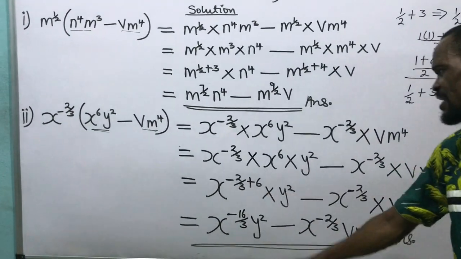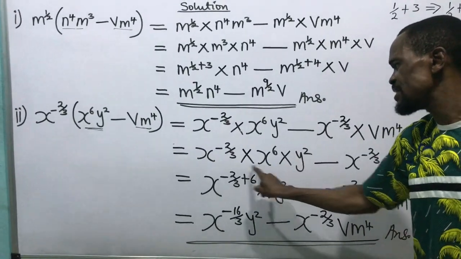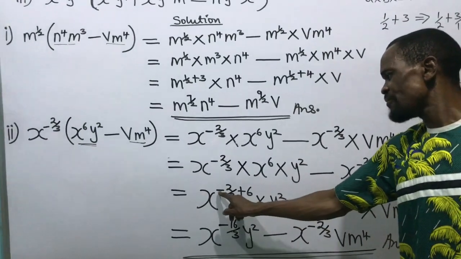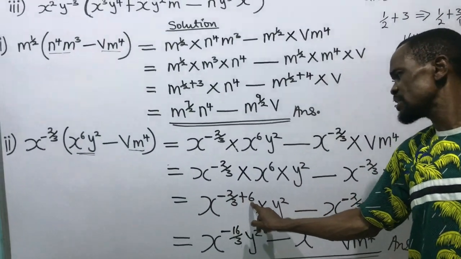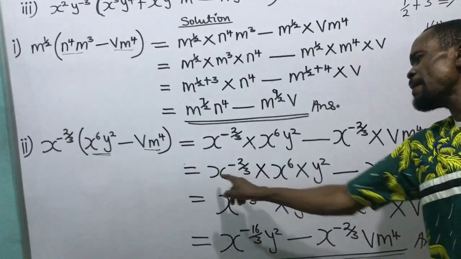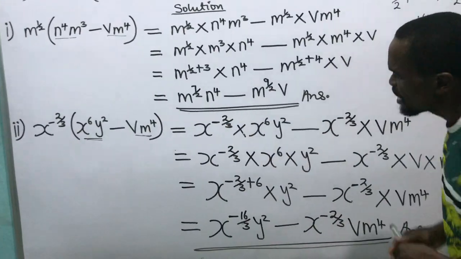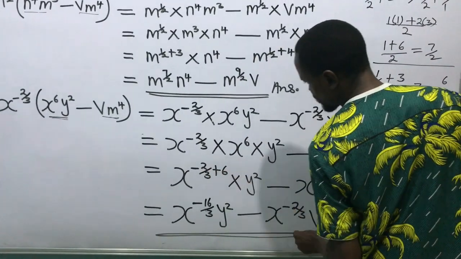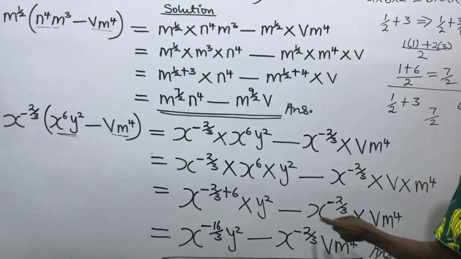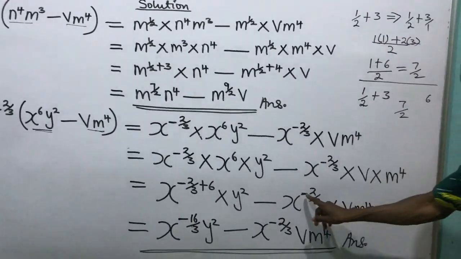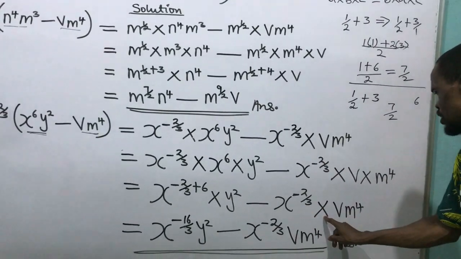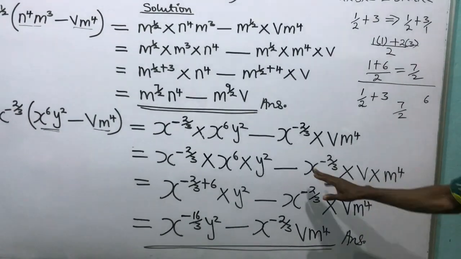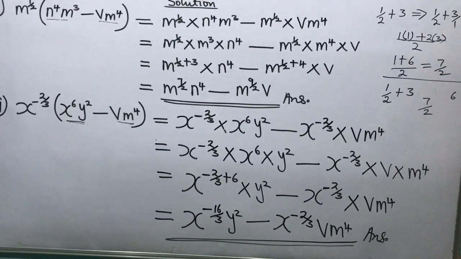And I can now say that this and this are of the same base, x, multiplying themselves. I will add their power. I have minus 2 over 3 plus 6. This and this are of the same base and they are multiplying themselves, so I add their power. Look at the power. I said minus 2 over 3 plus 6. That's what? y raised to the power 2. Then this is minus. Then this term becomes x raised to the power minus 2 over 3 plus 6, times y raised to the power 2, times vm to the power 4. These are of different terms, different entities.